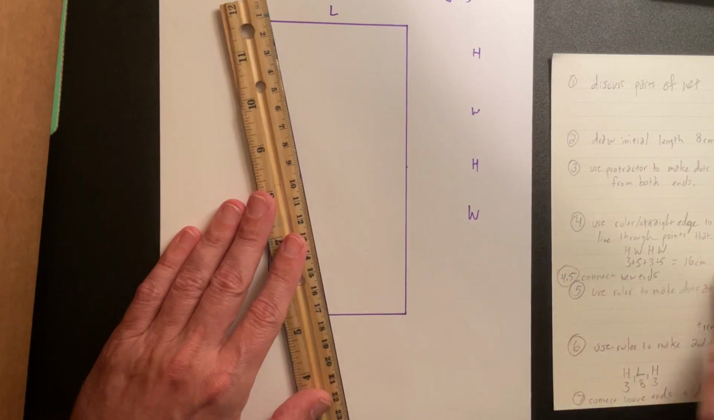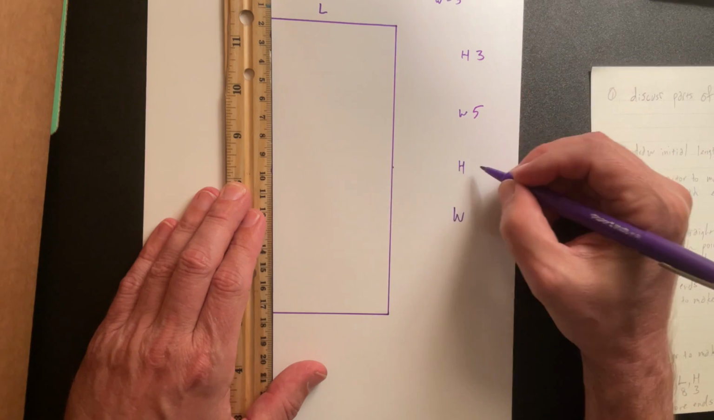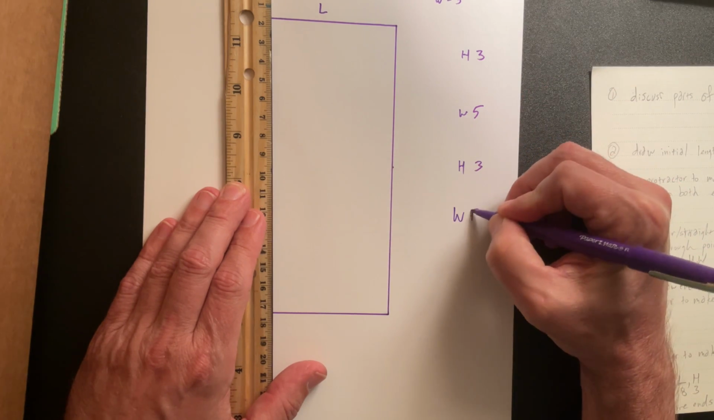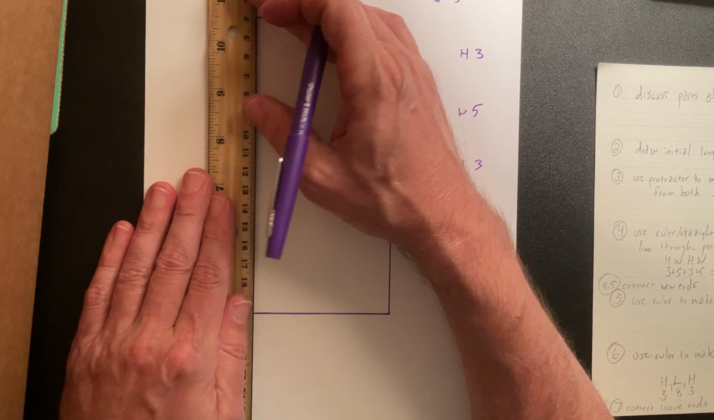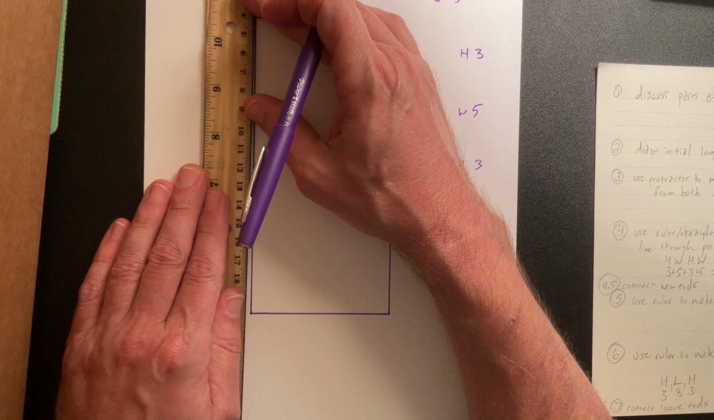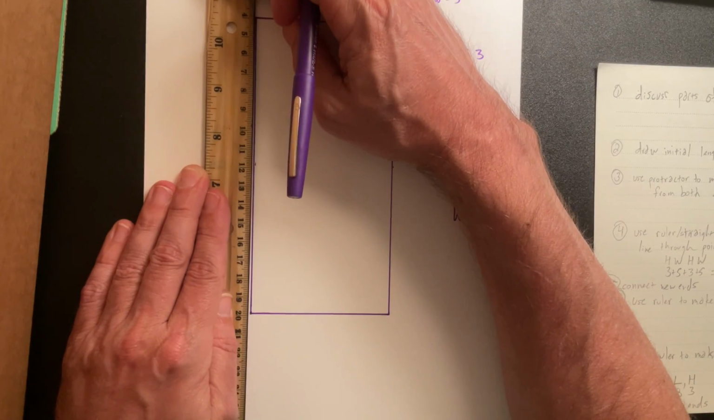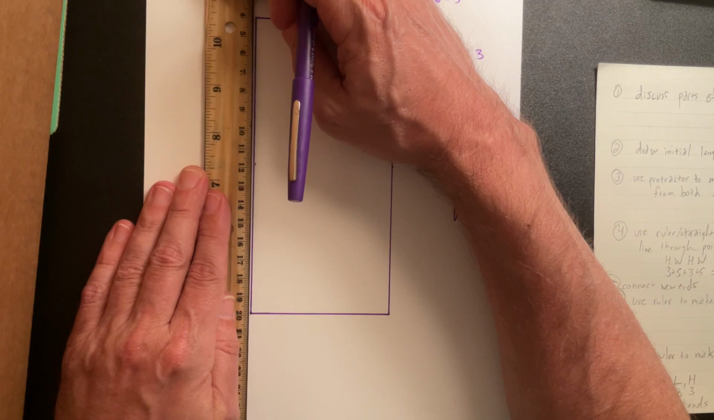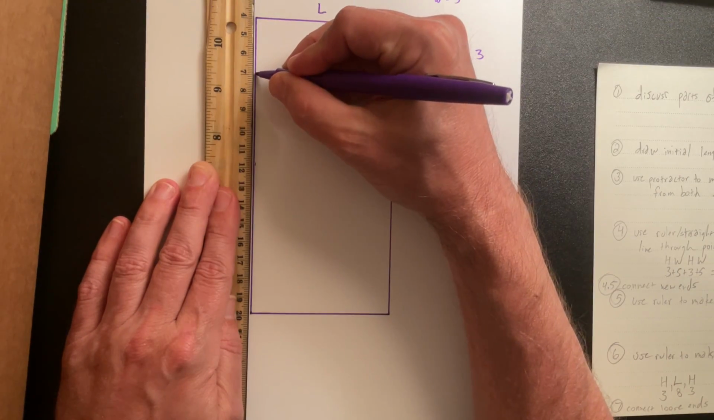So now I need to put the dots at the height and the width. Remember, the height was 3, the width was 5, the height was 3, the width was 5 on this one. But yours are going to be different numbers. So I line up the 4 right here. I'm on the outside of the box now, but I'm just using this to make dots to connect. I know that the 4 plus 3 is 7, so I put a dot at the 7.